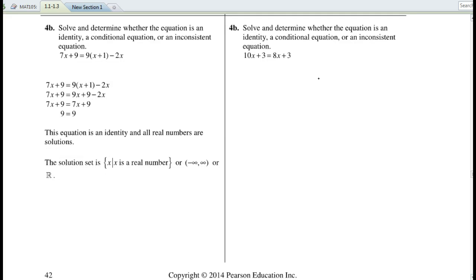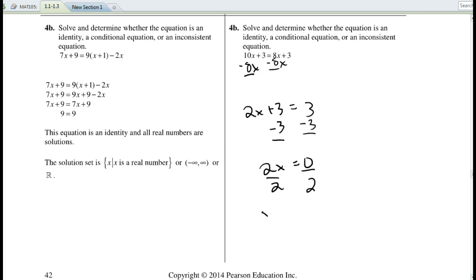Is it conditional, inconsistent, or an identity? Well, you can subtract 8x to start. And then you get 2x plus 3 equals 3. Subtract 3. So we get 2x equals 0. Divide by 2. 0 over 2 is just equal to 0. So x equals 0. So this is a conditional equation because it has just one answer.